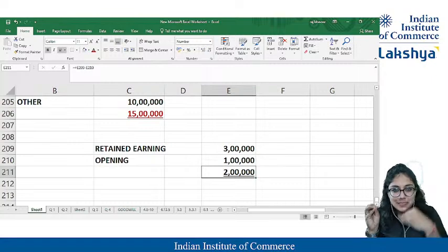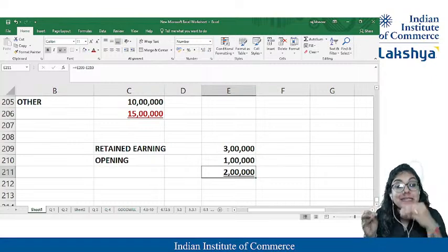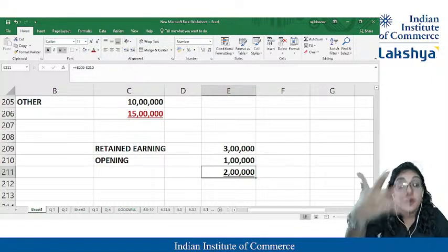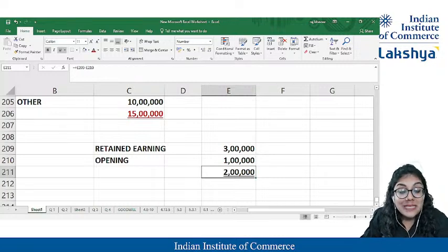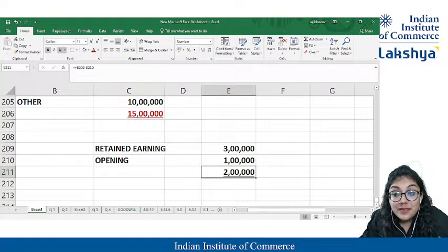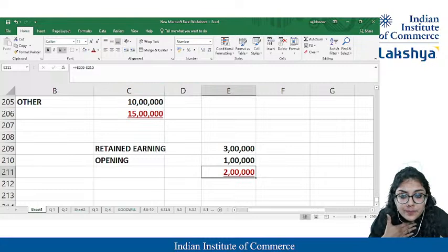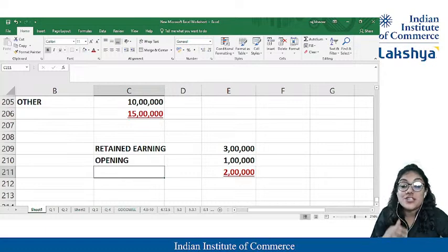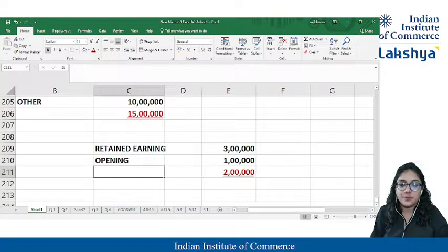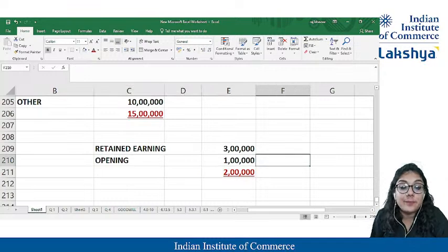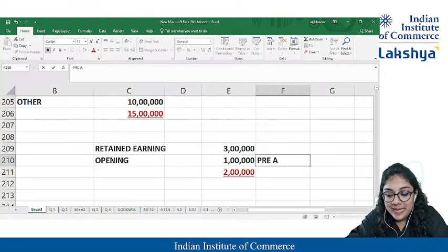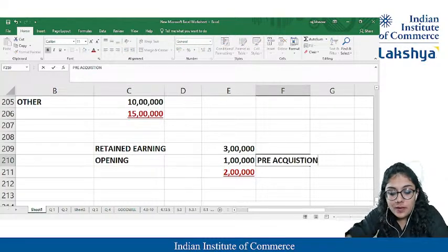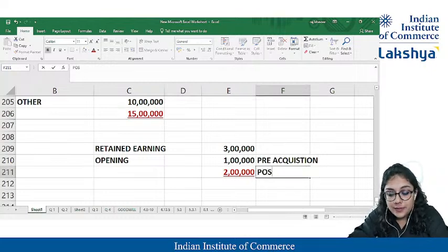Then I purchased the company and started working for the company. So this profit is termed as my profit. On my own profit, why would I pay? Agreed. So this profit is known as post-acquisition profit, and the opening profit is known as pre-acquisition profit. Pre-acquisition here, and post-acquisition profit here.